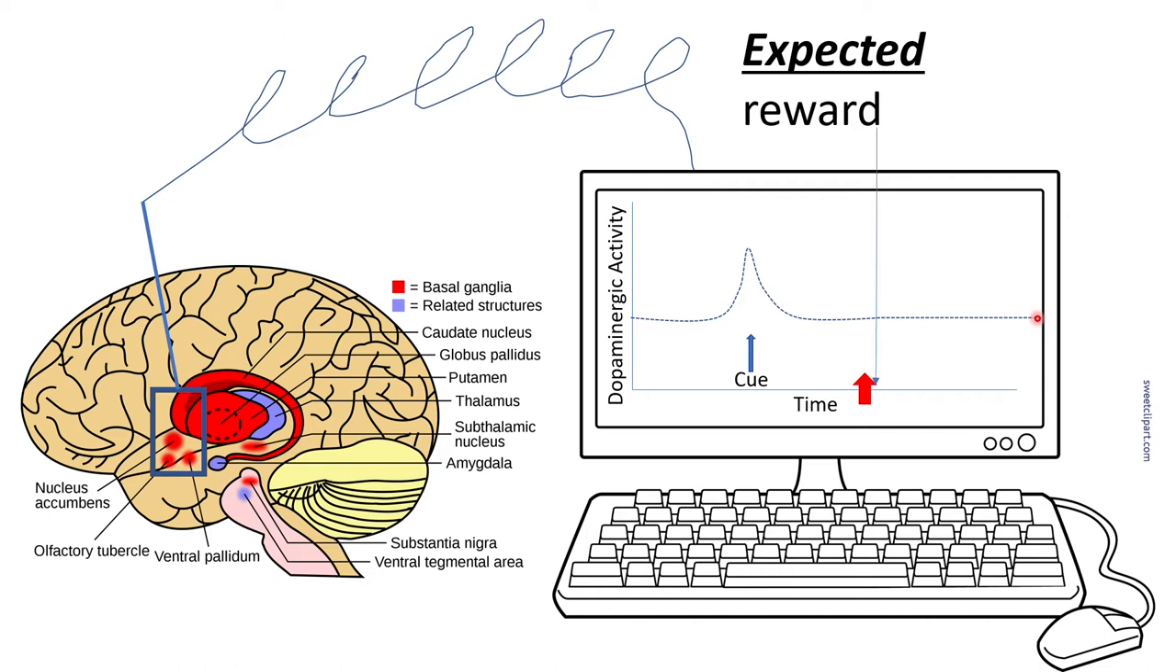So what happens if you are expecting the reward? You see your friend coming, and you're like, ooh, cookie, cookie, cookie. That's the cue, right? So you get that burst of dopamine activity. But it turns out your friend's out of cookies today. And she's upset. She says, I'm sorry, I don't have the cookies. And you're like, damn. And what happens then?